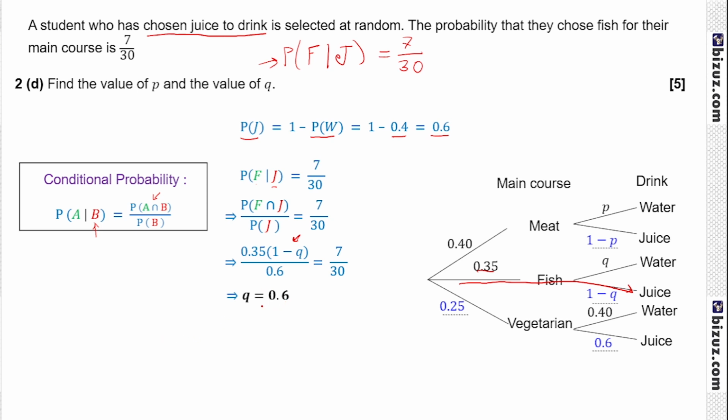Now, since we have found Q, P is pretty easy to find. We already found an equation that has P and Q. There, if we make P the subject, P is going to be equal to 0.3 minus 0.35 Q, divided by 0.4. We just made P the subject in the equation we found earlier. And if you plug in the value of Q here, we get a value of P of 0.225. So we have found both P and Q.